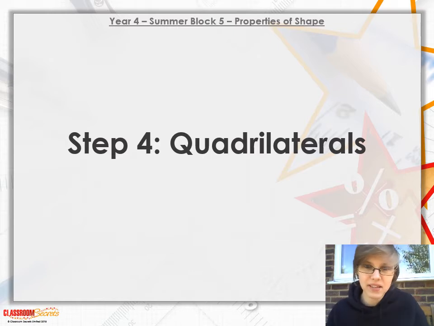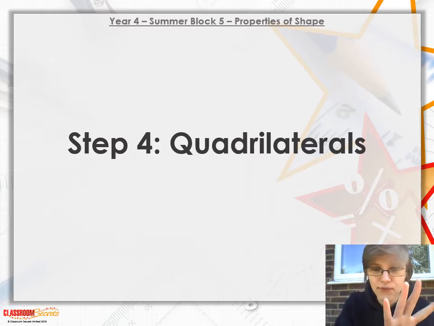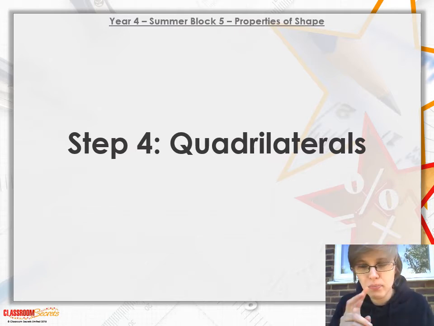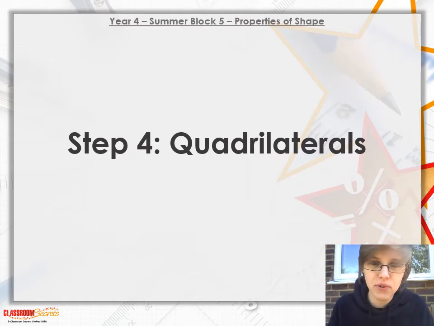Now this is a funny word, it's made up of lots of different parts, but quad essentially means four. If you imagine a quad bike, it's got four wheels, a bicycle has two, bi means two, quad means four. Quadrilaterals are four-sided shapes. That's what we are looking at today.